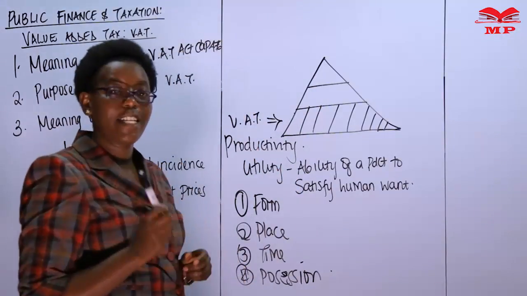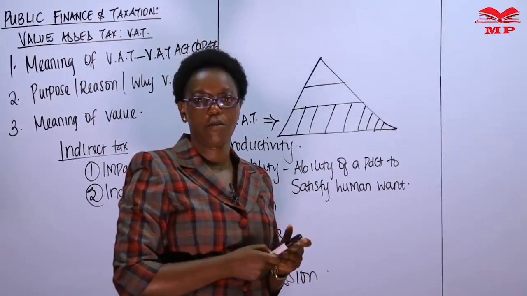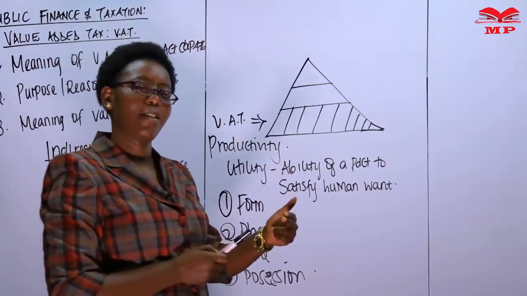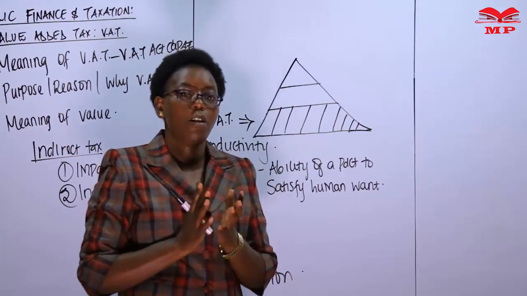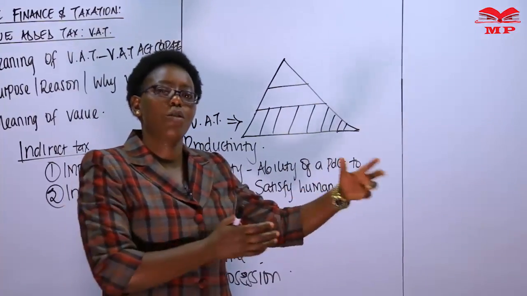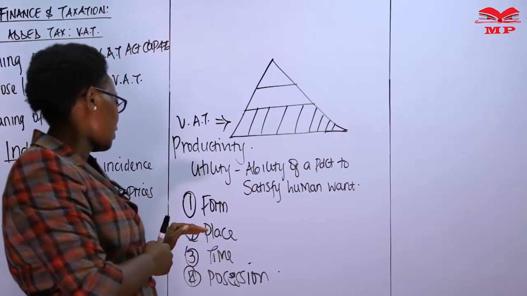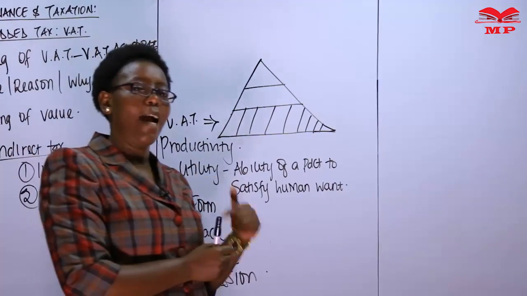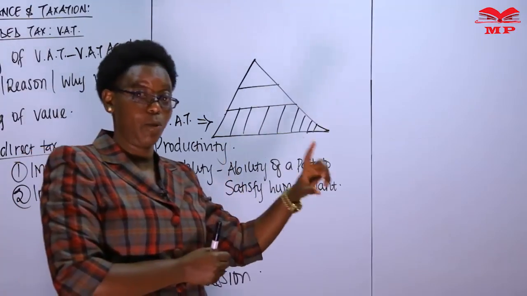Form utility is created when you change the physical form of a product. For example, you take raw materials, you process that, and the output is a finished product. So you have changed the physical form of that product. You take paper, process that into tissue. You've changed the form. Then, place utility occurs when you bridge the geographical gap between the place of manufacturing and the place of consumption.